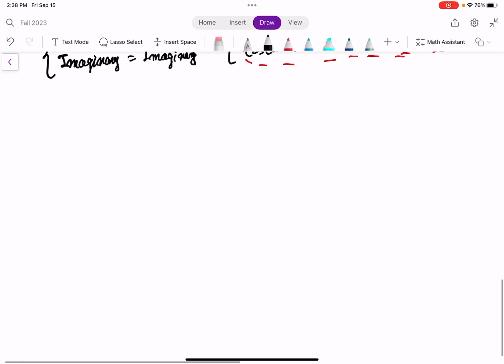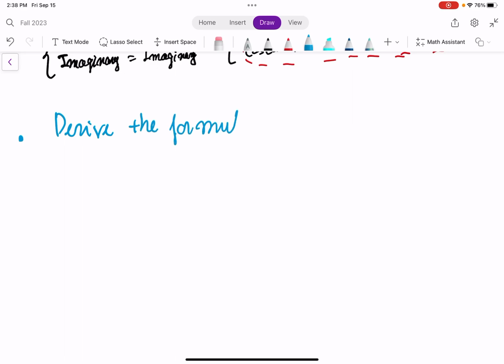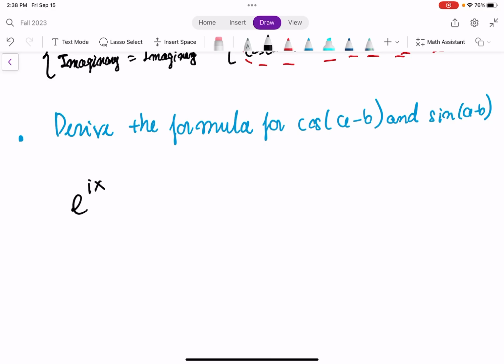We're going to derive the formula for cosine of A minus B and sine of A minus B. Let's get started again with our favorite, Euler's formula. According to Euler's formula, e to the power ix equals i sine of x plus cos x. This is the Euler formula.